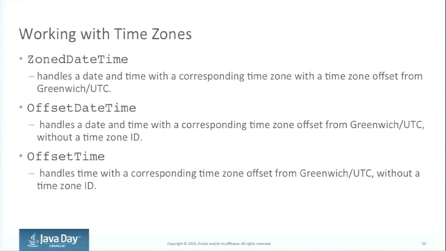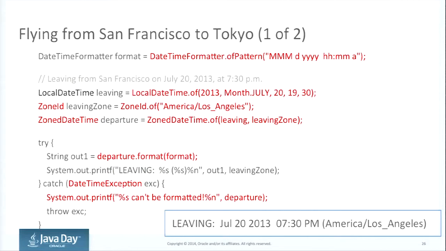and the offsets, okay? So remember how we have date and time, and then date and time together? So now what we're going to have is date and time that are actually associated with a zone. So we have a zone, date, and time, okay? So it handles a date and a time with a corresponding time zone, okay? We have offsets for date and time, and we have offset time, okay? And let's see how this works.